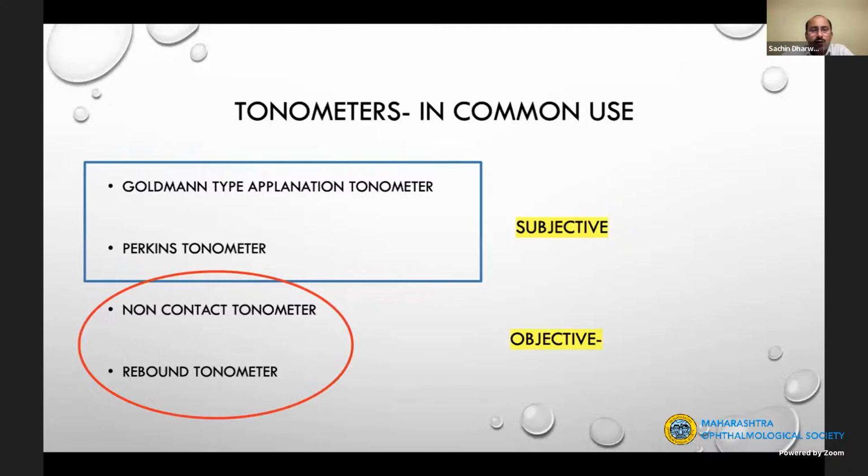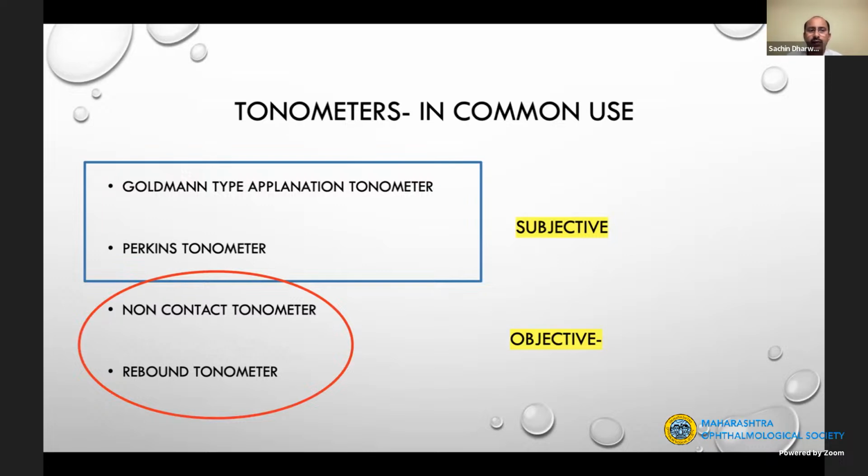We know that tonometers are multiple, but in common use, we have around 4 types of tonometers. That is the Goldmann and the Perkins. Those are the applanation tonometers. And then you have a non-contact tonometer and the rebound tonometer. Now, these are very, very commonly in use. That's why I'm only mentioning these, and we'll discuss mainly the Goldmann and the Perkins, because they are the gold standard for management in glaucoma.